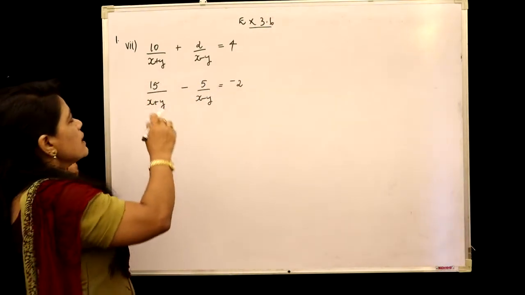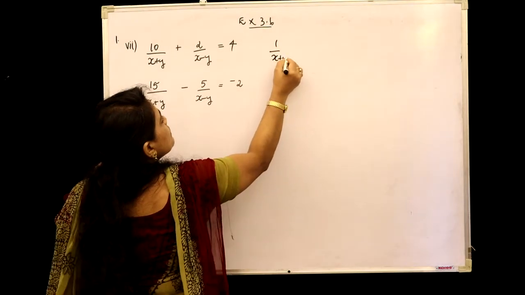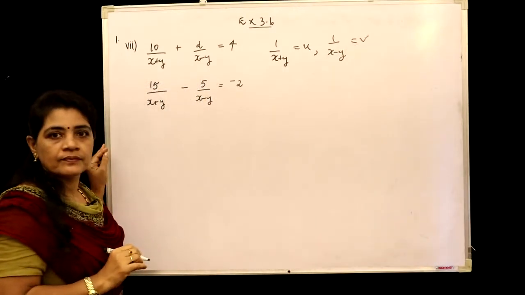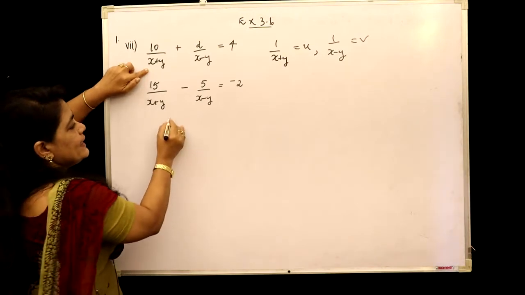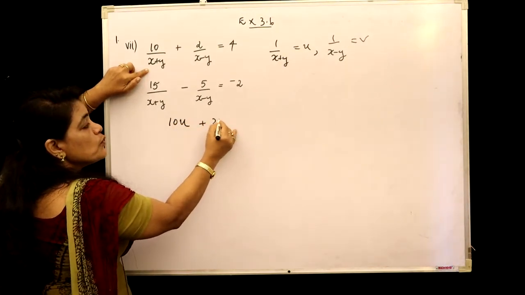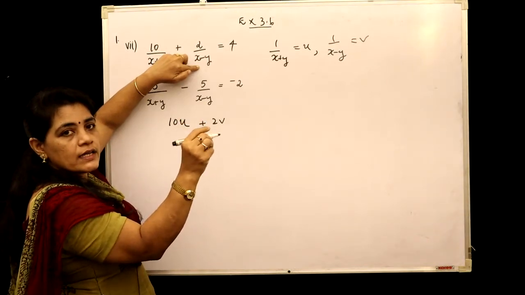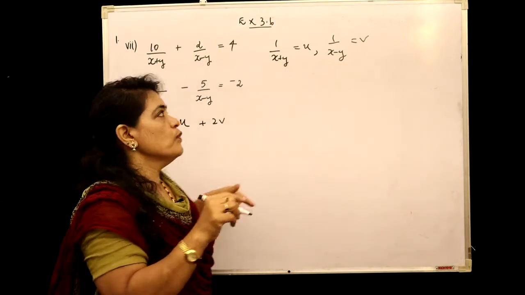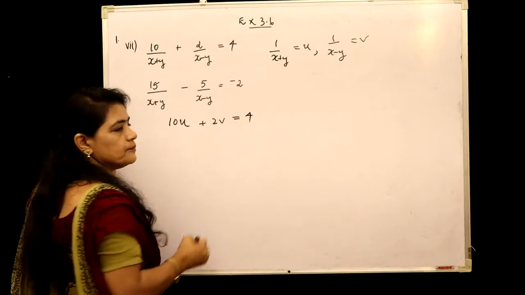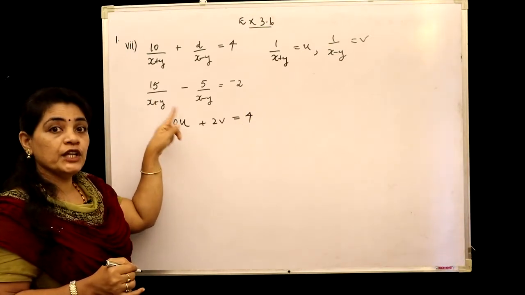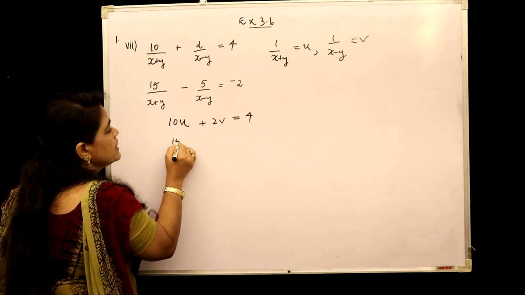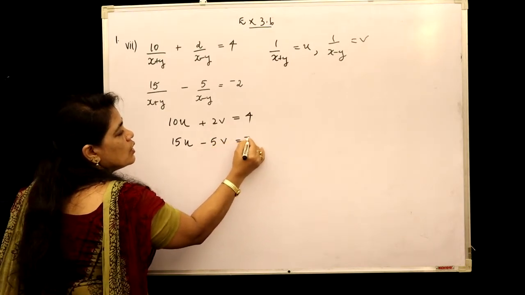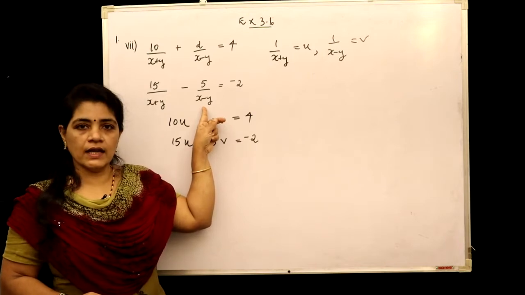So we start by substituting 1 by x plus y as u and 1 by x minus y as v. So the given equation becomes 10u plus 2v. I hope that idea is clear. 2 by x minus y is 2 into 1 by x minus y, and 1 by x minus y is v, so 2v is equal to 4. Here the same idea: 15 into 1 by x plus y is 15u, minus 5v is equal to negative 2, as 5 by x minus y is 5v.